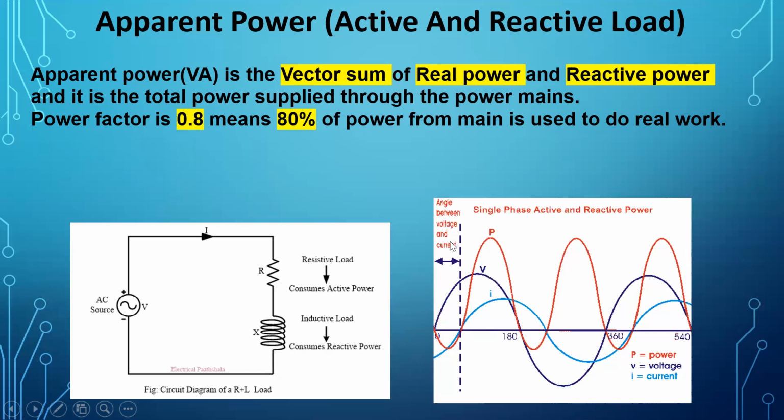So this is the angle difference between your voltage and current. Voltage starts from here and the current is starting from here. The voltage graph starts here and the current is here. So this is the angle difference. This determines your power factor, the cosine of this angle difference. It is near 0.8, which means 80% of the power from the mains is used to do the real work.